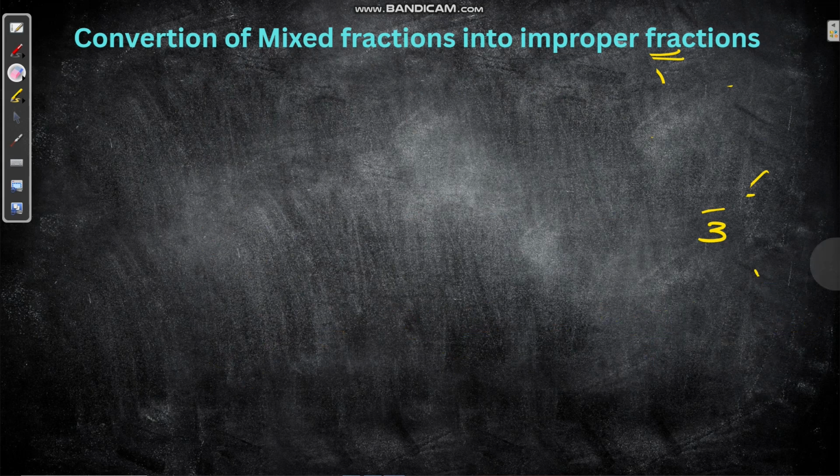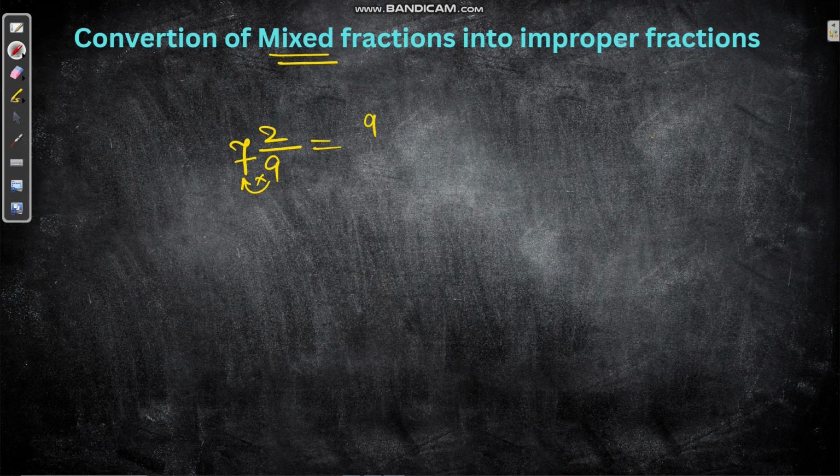One last question I'll solve on converting mixed fractions into improper. Why is it necessary? It is necessary when you add or subtract, it is easier. So let's take one more example. 7 2 by 9. So now we have a mixed fraction which has a whole part and a proper fraction. The method remains the same. You multiply 7 into 9 or 9 into 7, does not matter in multiplication, plus the numerator upon the denominator. So 7 9 is 63 plus 2 upon 9, that is 65 upon 9.